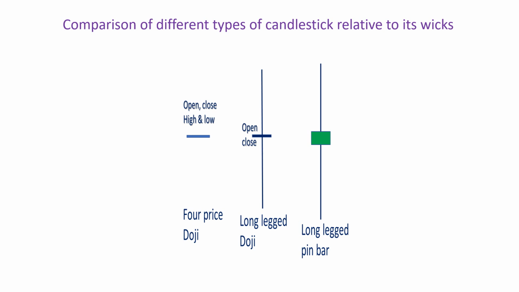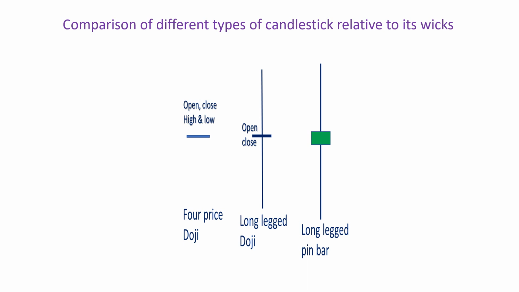Now these are three candles which are the symbol of indecision. The first one is what they call four price doji. Open, close, high and low are at the same level. So the volatility in this candle is very low, and that is the symbol of indecision. When you see this candle, it means the buyers and sellers cannot decide whether they go up or down.